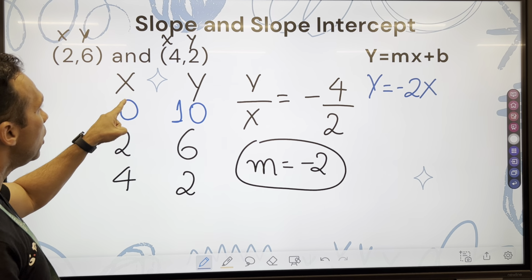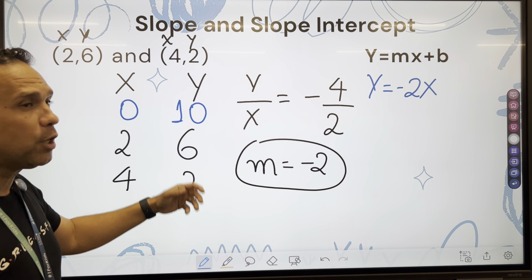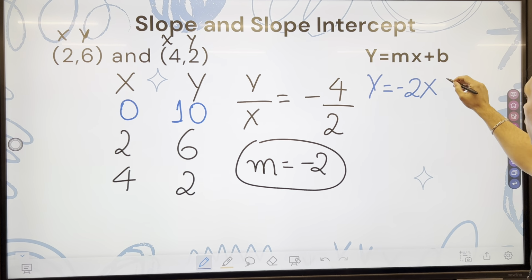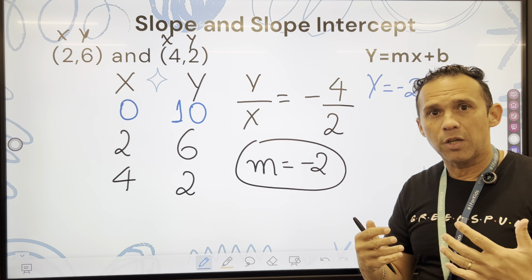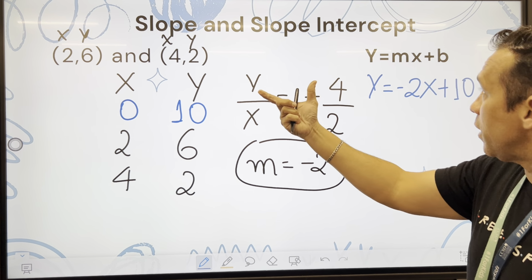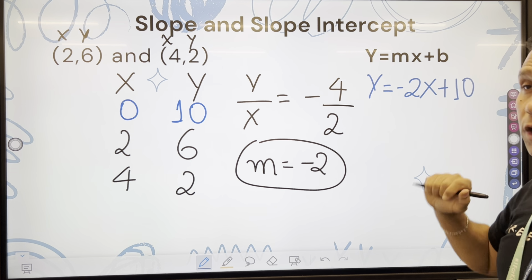When x is 0, we have the y-intercept b. So then we can just plug in here. So this is our equation. I showed you 2 ways. When it's given 2 points, you can find the slope and the slope-intercept equation.